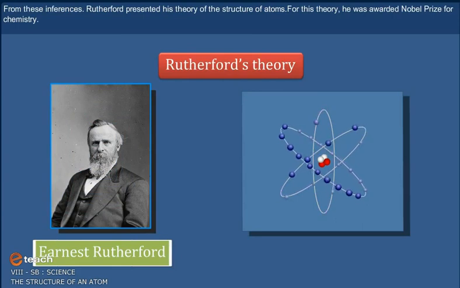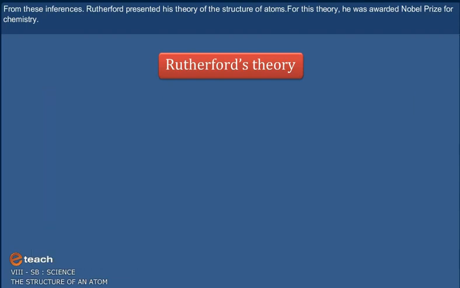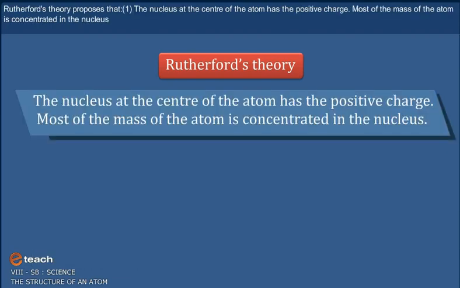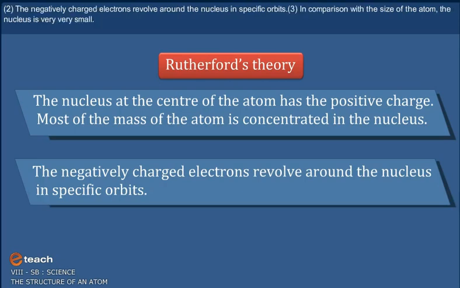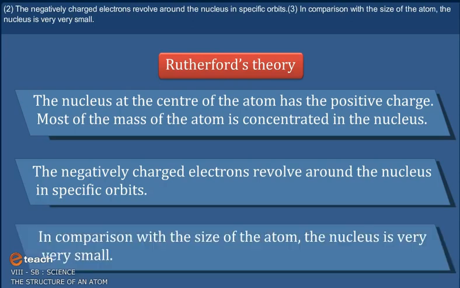From these inferences, Rutherford presented this theory of the structure of atoms. For this theory, he was awarded a Nobel Prize for chemistry. Rutherford's theory proposes that the nucleus at the center of the atom has the positive charge. Most of the mass of the atom is concentrated in the nucleus. The negatively charged electrons revolve around the nucleus in specific orbits. In comparison with the size of the atom, the nucleus is very, very small.